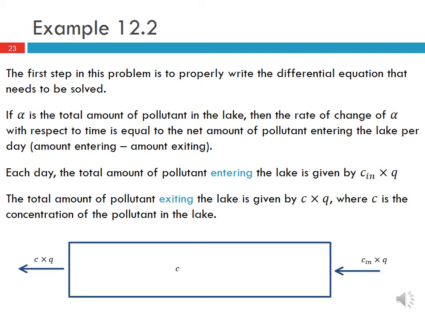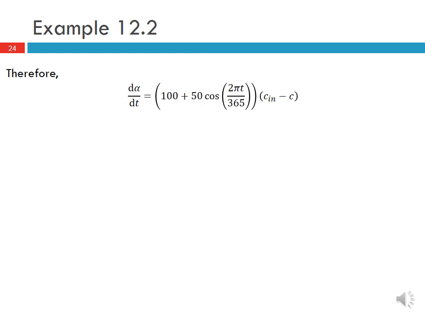So basically, we have this lake. We've got the pollutant entering the lake at this rate Q, with this concentration in the surrounding soil C in, and the amount is exiting the lake with the concentration of the lake times the flow rate, again, Q. So we can write this differential equation that d alpha by dt, or the change in amount of pollutant with respect to time, is equal to our flow rate times the difference between C in and C.